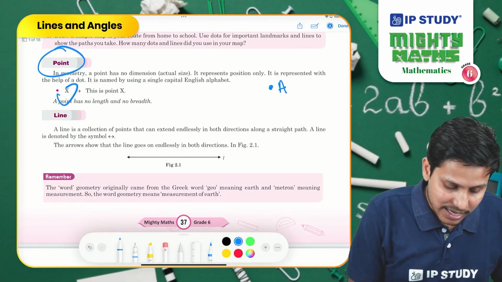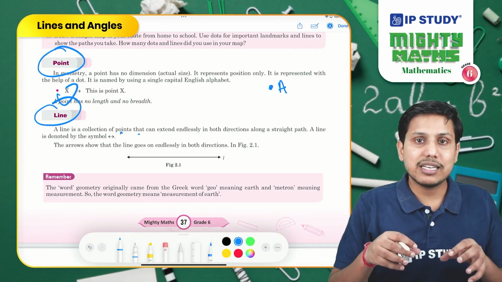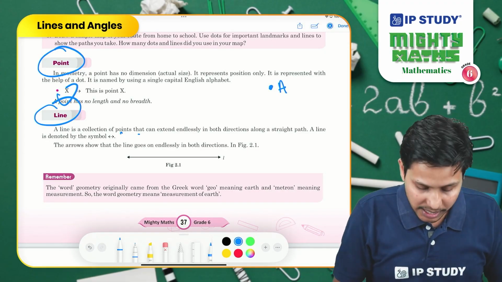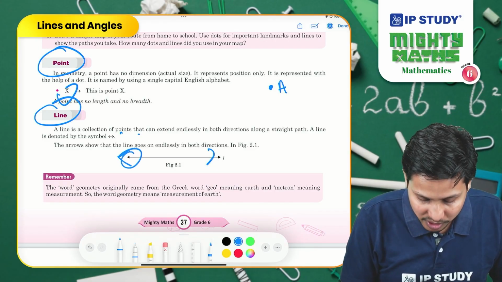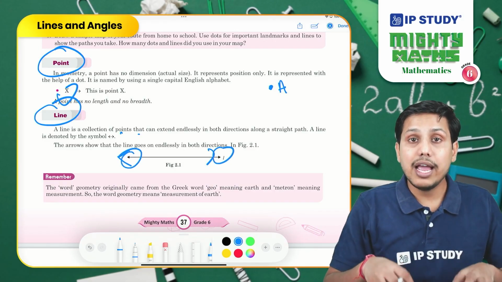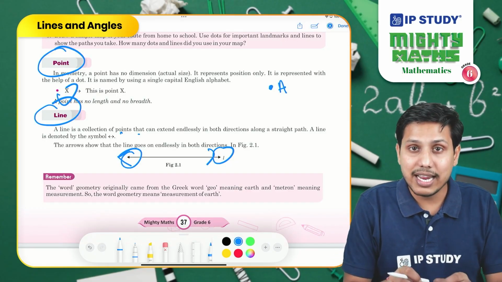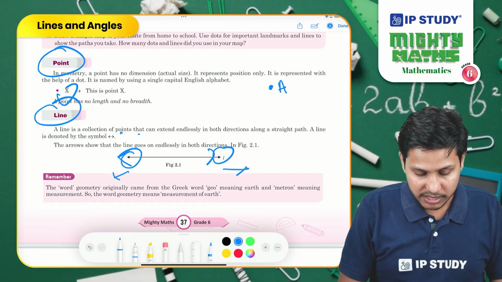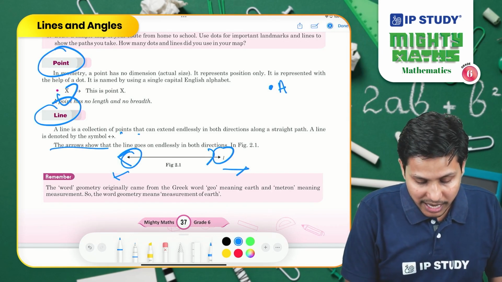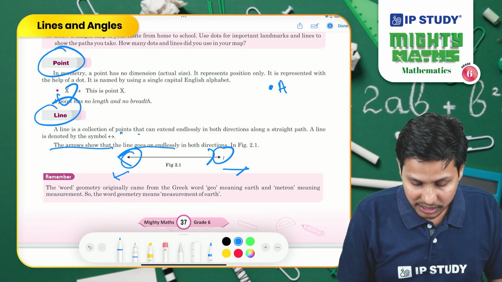Now next is line. So a line is a collection of points. When many points come together, they make up a line which can be extended in both directions. These two arrows represent that this line can be extended in any direction like this, or stretched in any direction, that is either leftward or rightward. So the arrows show that the line goes on endlessly in both directions in this figure.